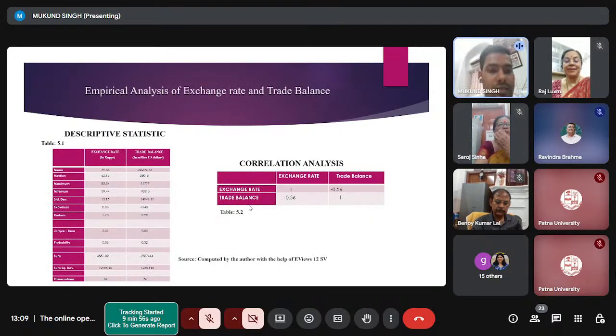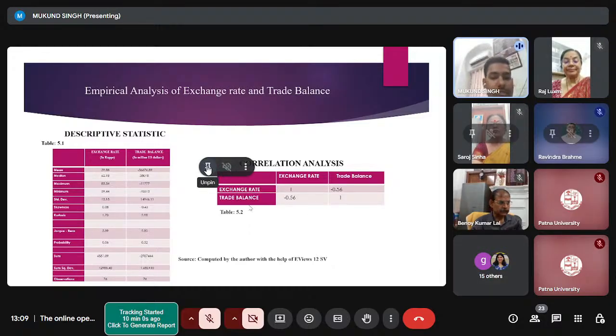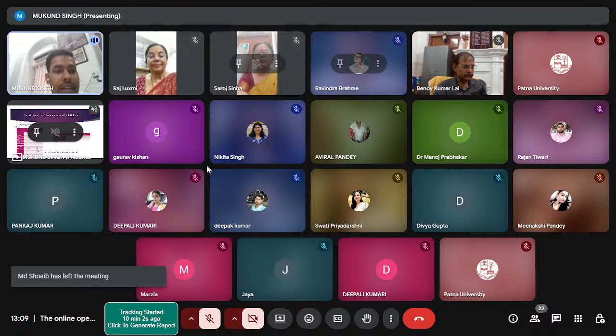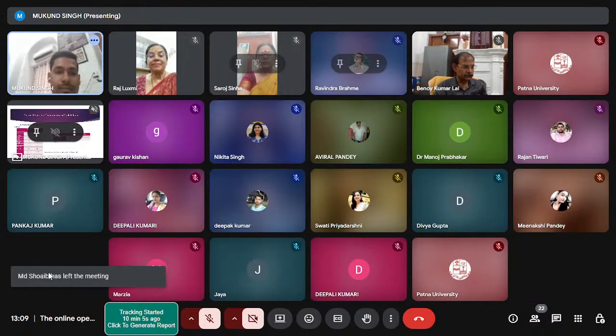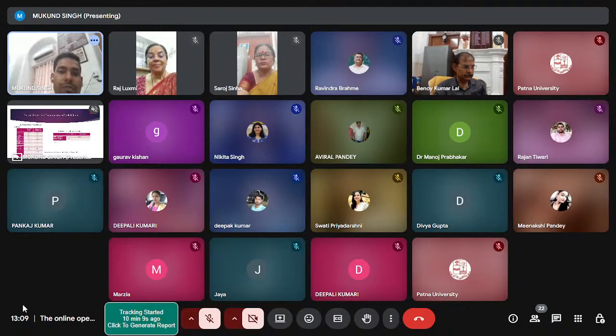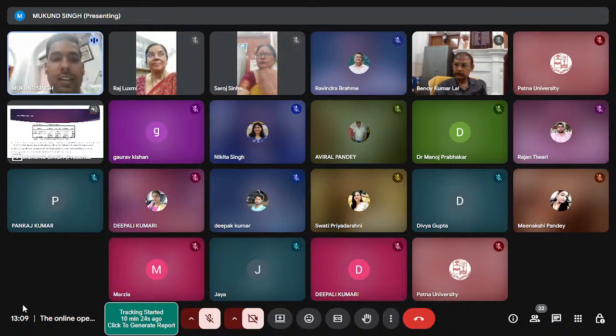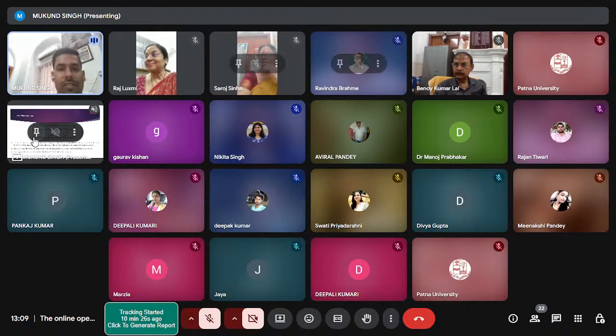Now, descriptive statistics is based on 76 observations, where mean is 59.88 rupees and trade balance is 36 billion 67 million US dollar, while the correlation is negative between exchange rate and trade balance. Now, here this is stationary at difference order.